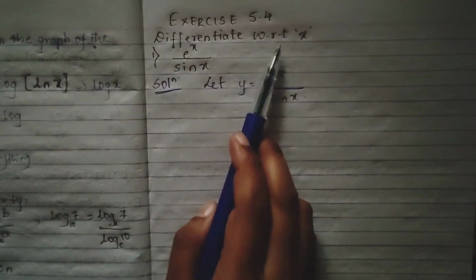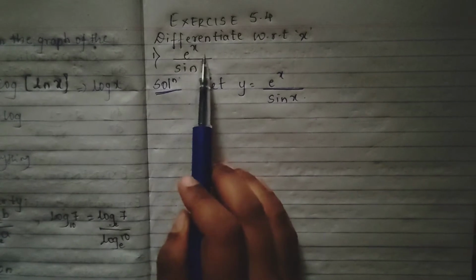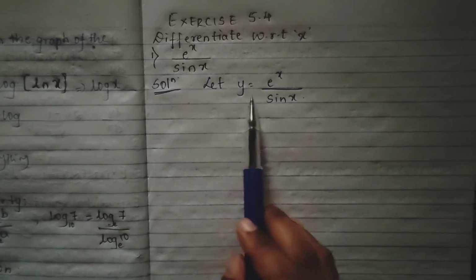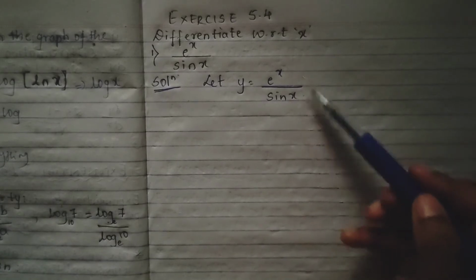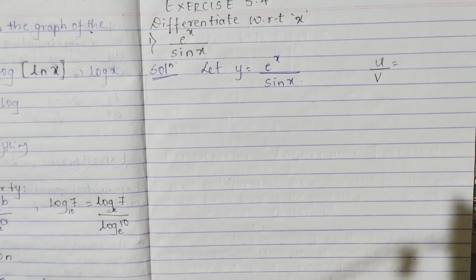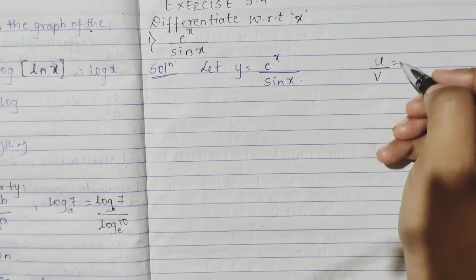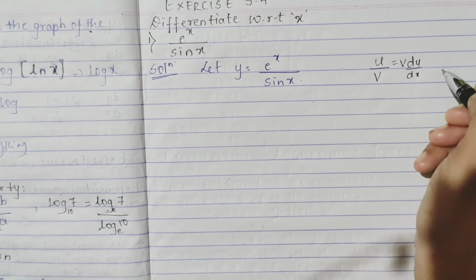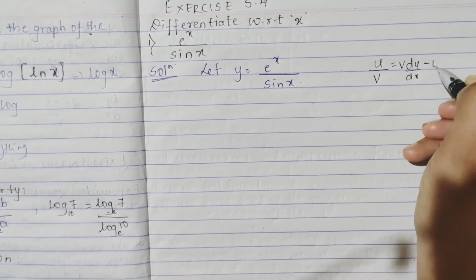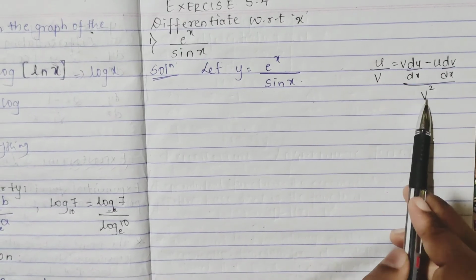Differentiating with respect to x. Our first question is e to the power x divided by sin x. So we will denote it first. Let y be equal to e to the power x by sin x. For differentiating this, you can see it is a quotient rule. What does our quotient rule tell? For u by v, it is v du by dx minus u dv by dx, whole divided by v square.